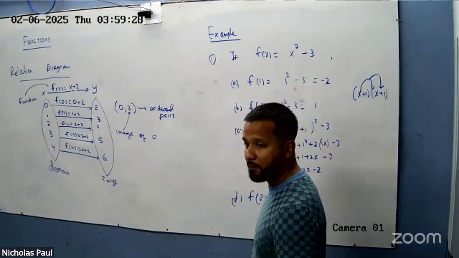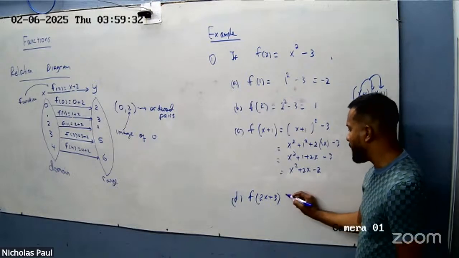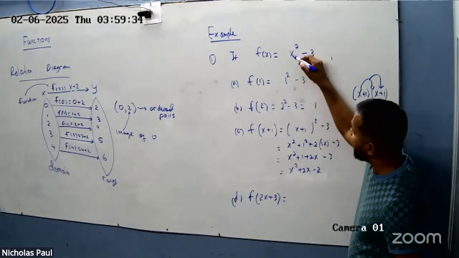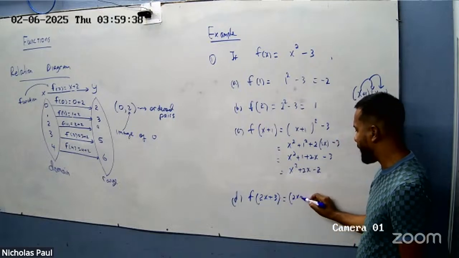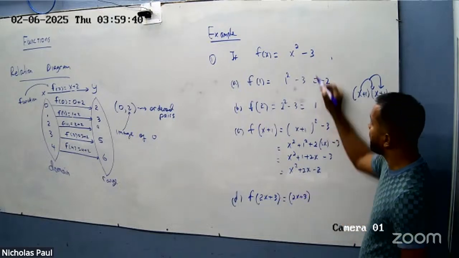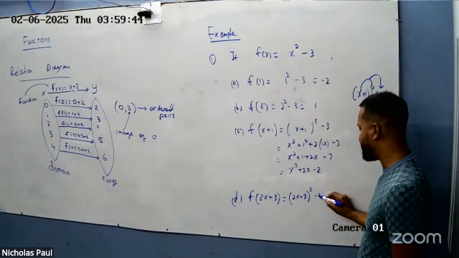Well done. Right. So what would it be? I am going to replace x with 2x plus 3. So that's 2x plus 3. I replace x with 2x plus 3, squared, and then minus 3.